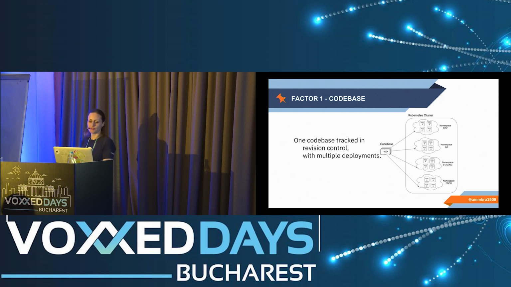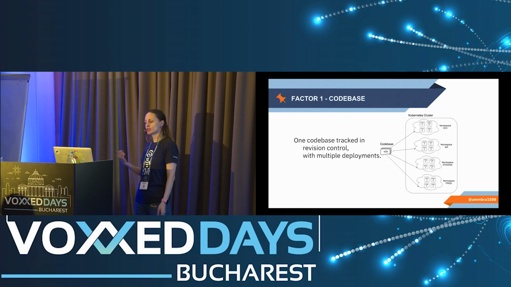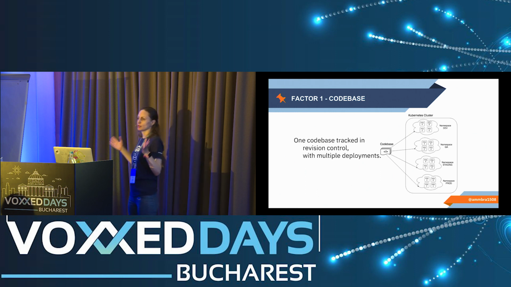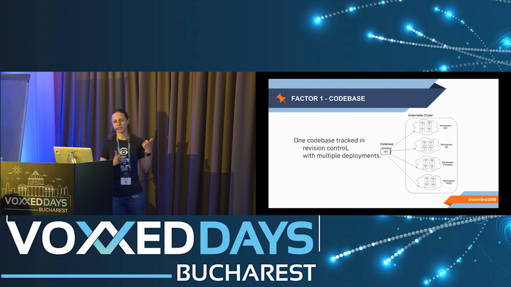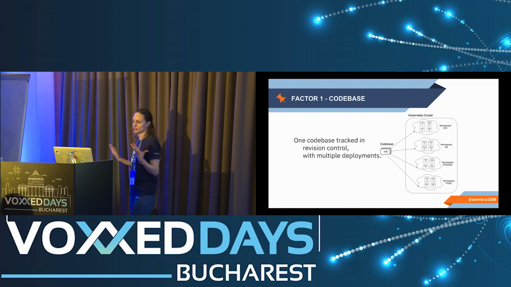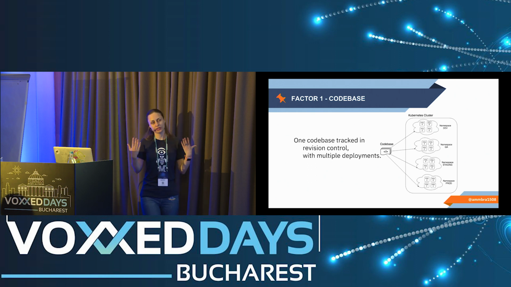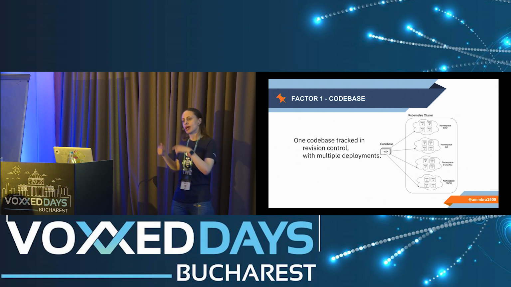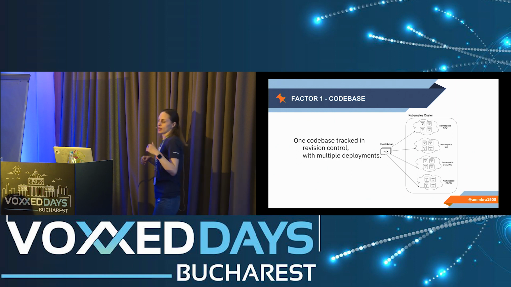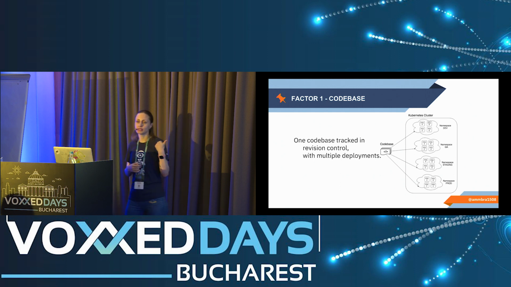So let's start with the first factor, the code base. The first factor tells us that we should have one code base in revision control from which we spawn multiple deployments. However, in the previous scenario, we have seen that it's not about one application, there are 3 applications. In the case of multiple applications, the best practice is to follow the 12-factor methodology for each application on its own. So each application that I described earlier will have multiple deployments.